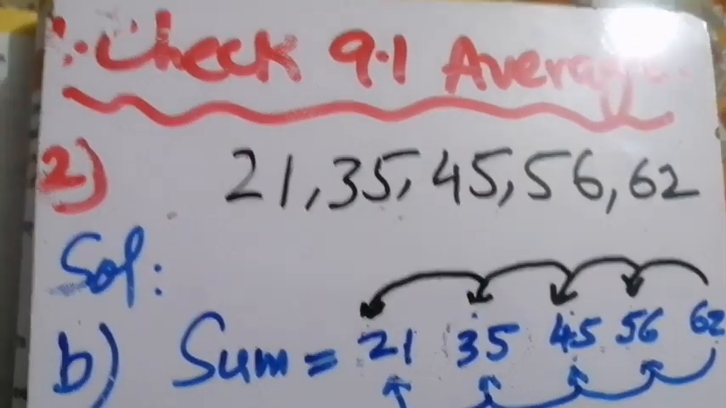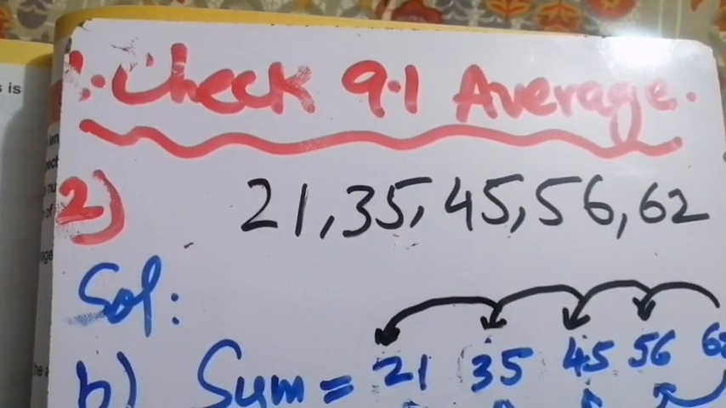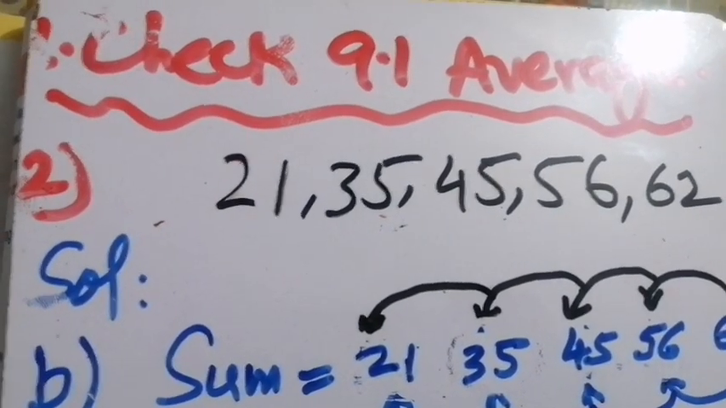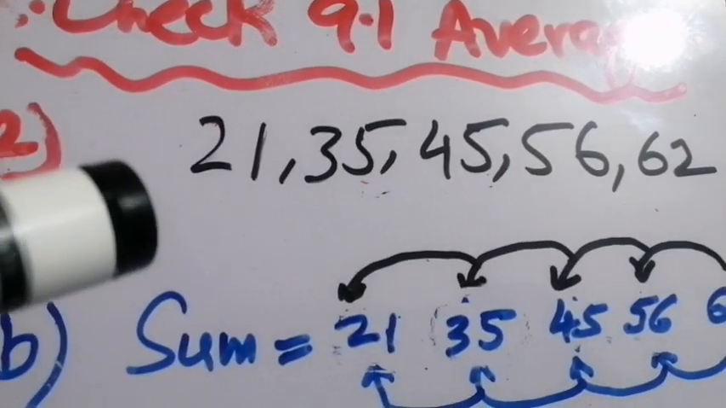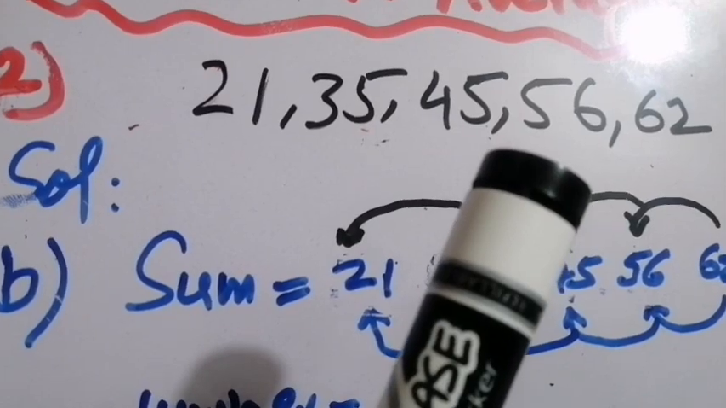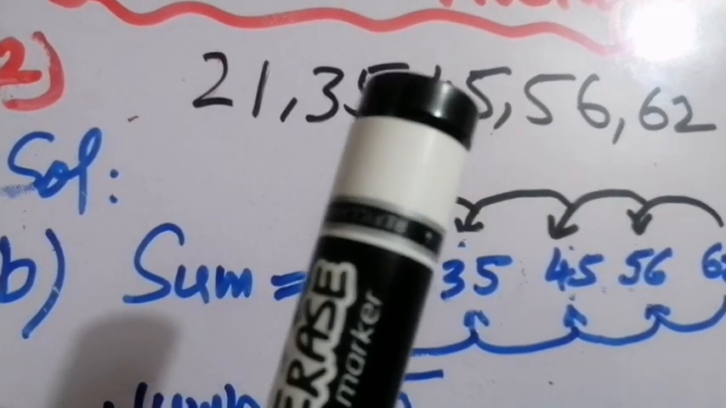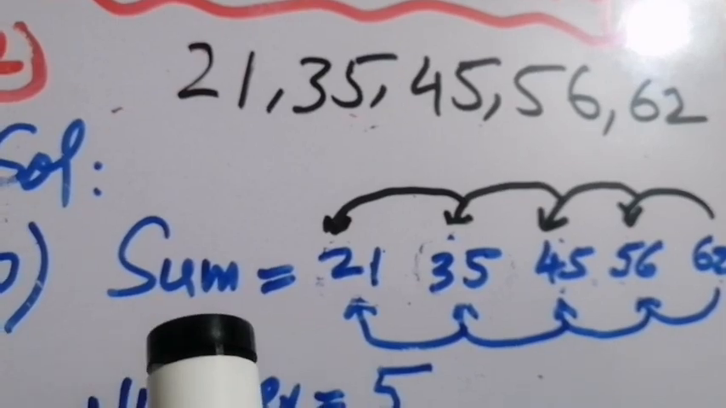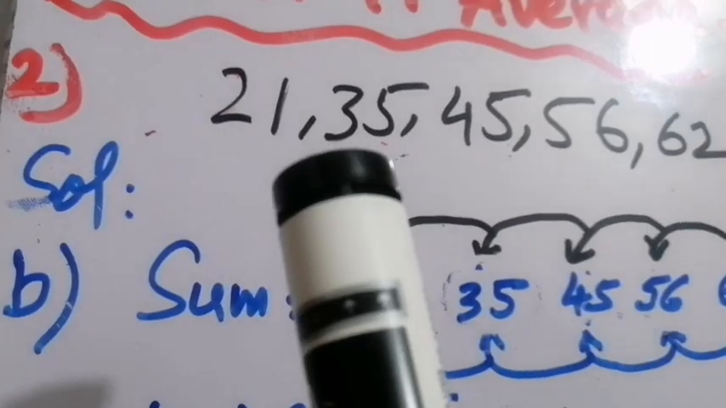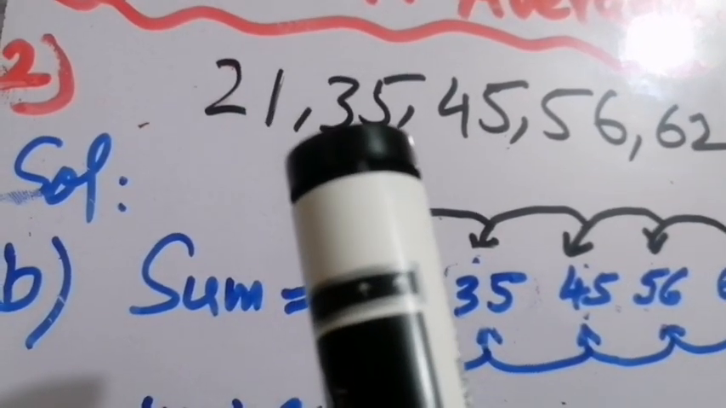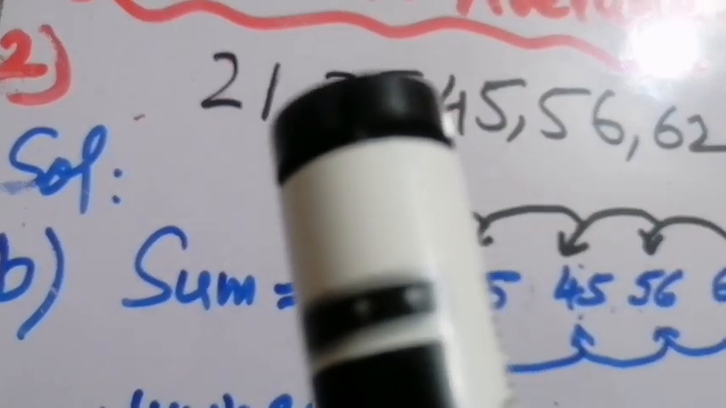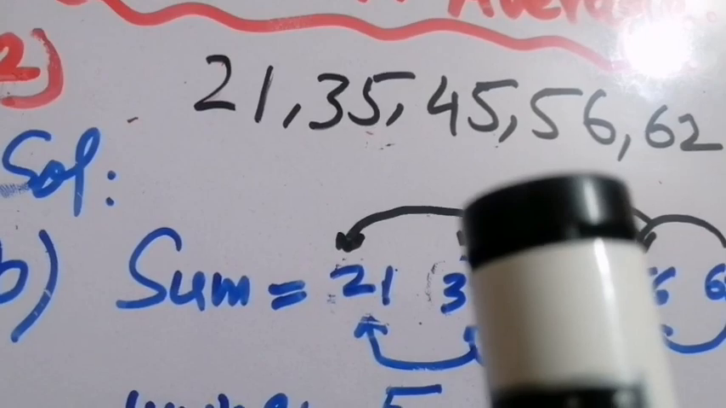Okay, this is our check 9.1, question number 2. Find the average of 21, 35, 45, 56 and 62. First we will do the sum of all these quantities, and then we count the number of quantities: 1, 2, 3, 4 and 5. So we will sum up all these numbers and divide by 5. We will get the answer.